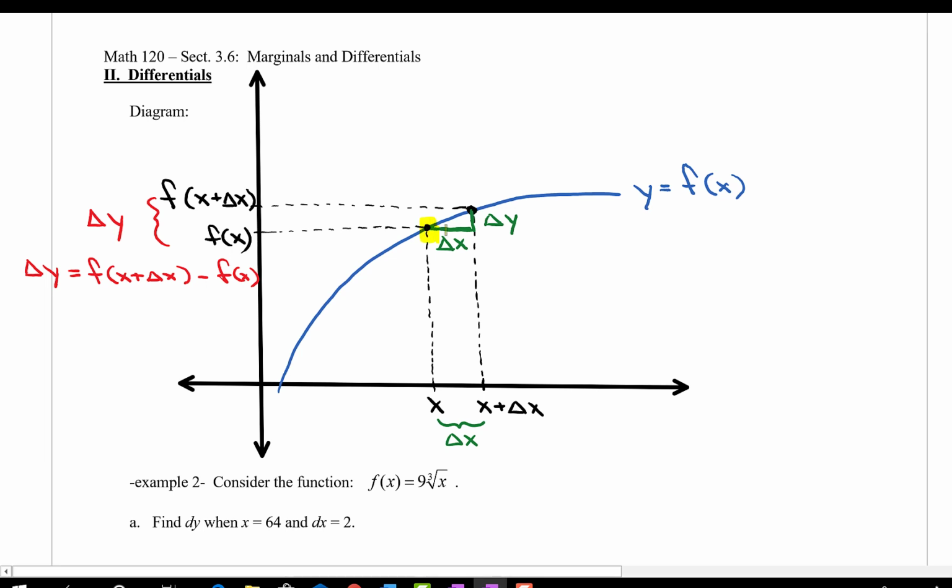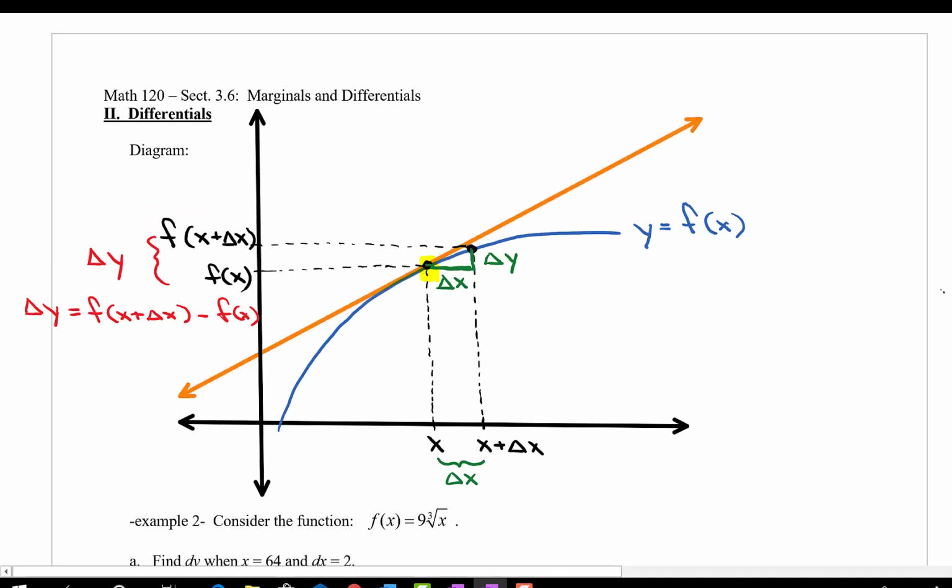So here, at this point, I'm going to draw a tangent line at x. And then I'm going to draw another slope triangle, but this time it's going to be connected to the tangent line at x. I'm going to call this dx for the run, and instead of delta y, I'm going to call this dy for the rise. This dy, we like to call the differential.